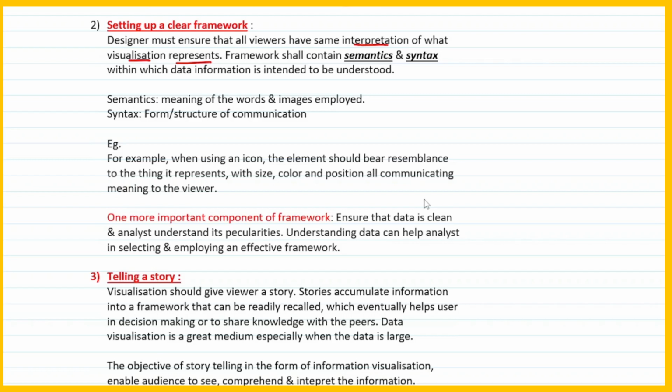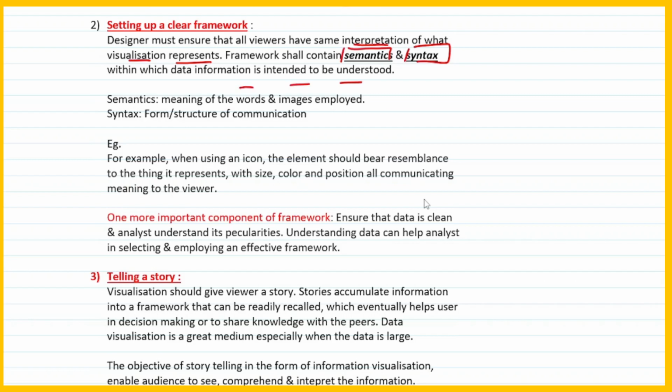Now how is a clear framework made? The framework shall contain two things, right? The first is called semantics, and the second is called syntax, right? If you remember these two words and write them under this point, that should cover your point completely, right? The framework shall contain semantics and syntax within which data information is intended to be understood.